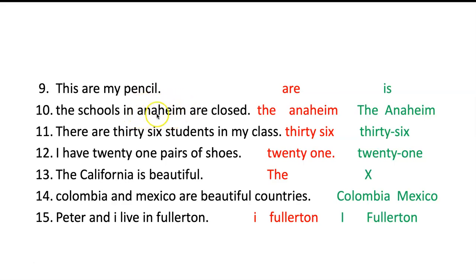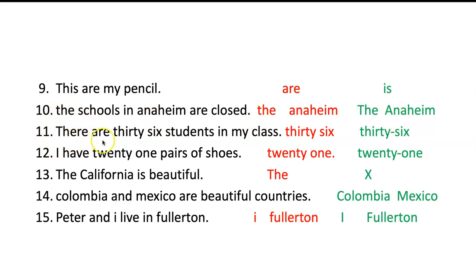So do you remember the names of cities, countries, proper nouns like schools and universities? So you have to write with capital letters. So in this case, what is wrong is the word the and Anaheim. You have the with a capital letter and Anaheim with a capital letter, okay?